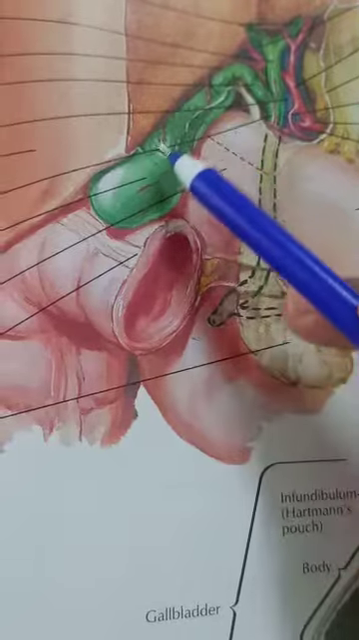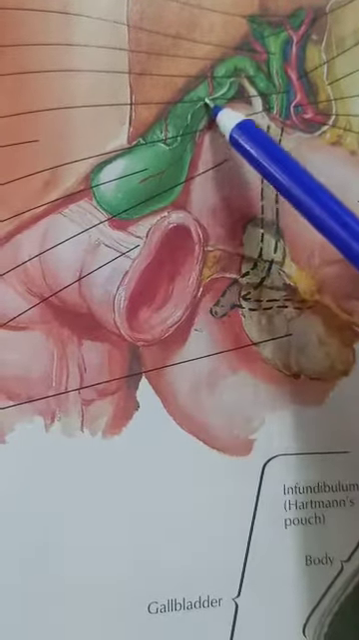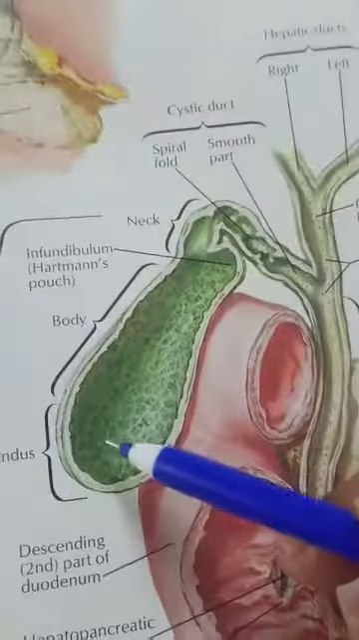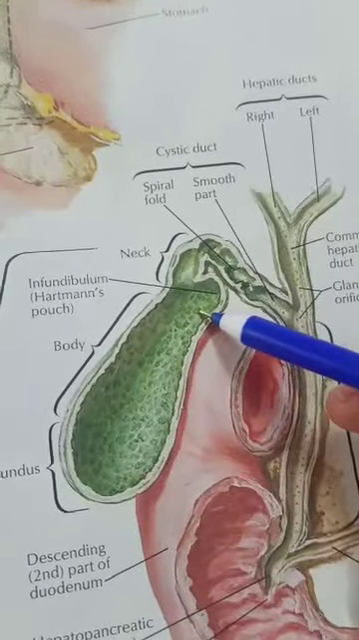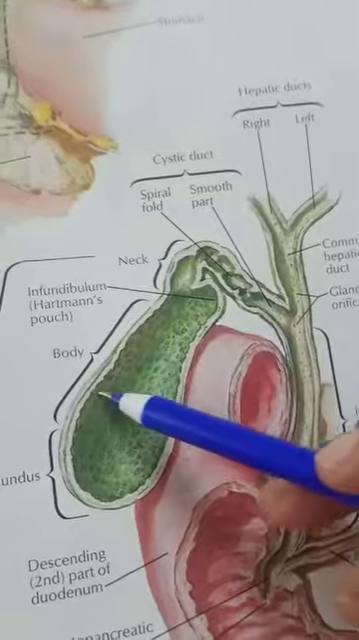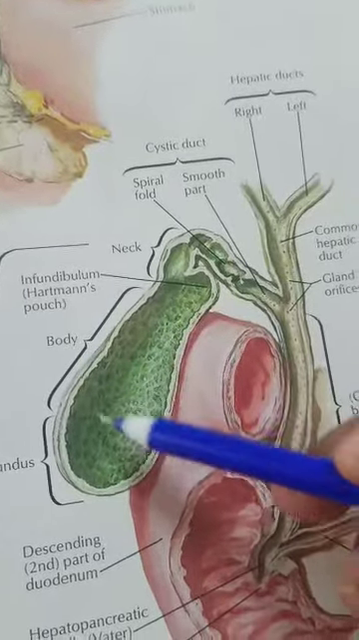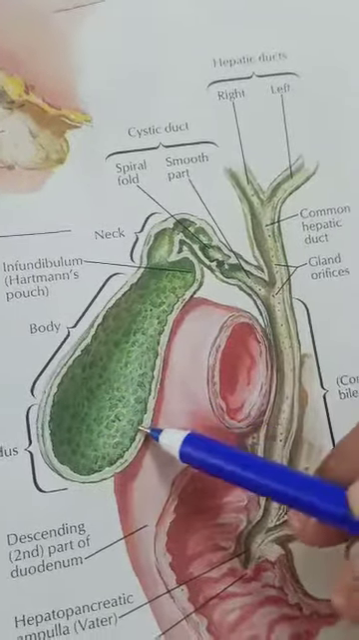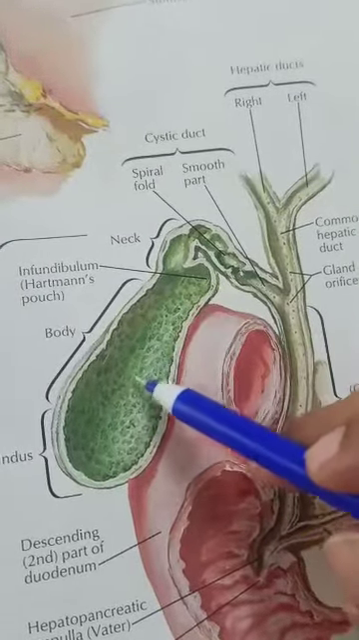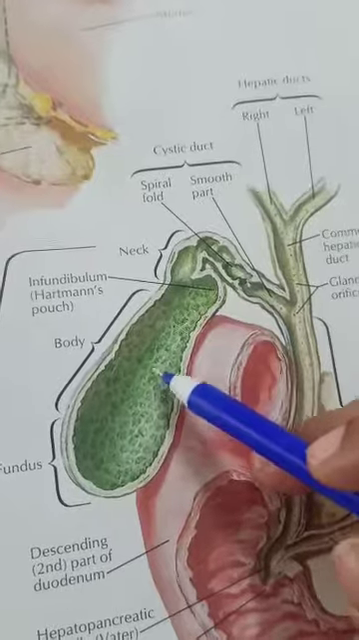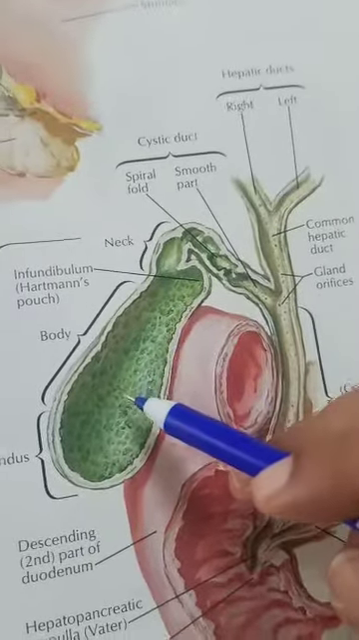It is about 7 to 10 centimeters in length, this is the gallbladder, and it has a width of about 3 centimeters at the widest part. And it has a capacity of about 30 milliliters. It stores bile up to 30 milliliters.